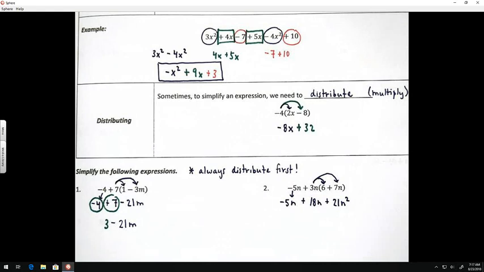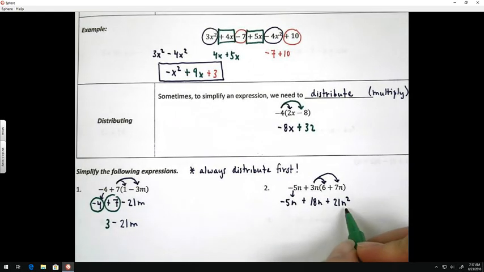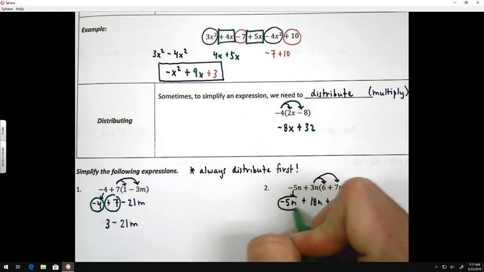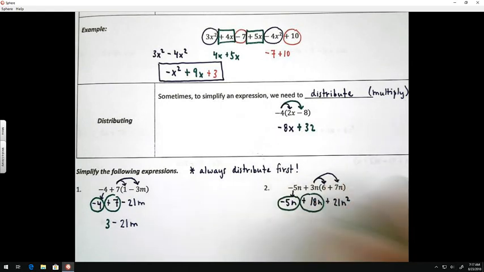And again, this is the time where we would look for like terms and combine them. So my n squared doesn't go with any of these because it has that 2 as the exponent. But I can combine my negative 5n and my positive 18n. So negative 5 plus 18 gives me a positive 13n. And then I'm going to bring down the plus 21n squared.